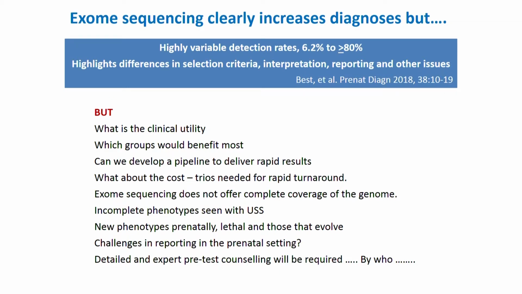So Bryn has given you the data and clearly shown you that exome sequencing can increase the diagnosis, and this is the data from the BEST review published in Prenatal Diagnosis earlier this year, where the detection rates varied from 6% to more than 80%, and it very much reflected the differences in the criteria, the interpretation, the reporting and other issues. And I'm going to go through some of those issues as we go through this talk. So it does increase the diagnosis, but I think we need to consider some of these other things, some of which Bryn has covered, and I'm going to go through one at a time.